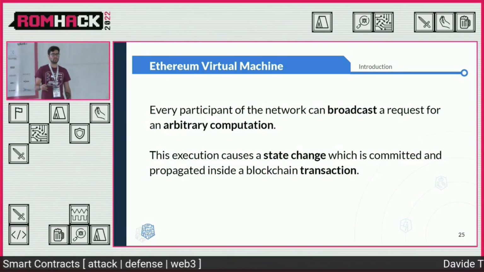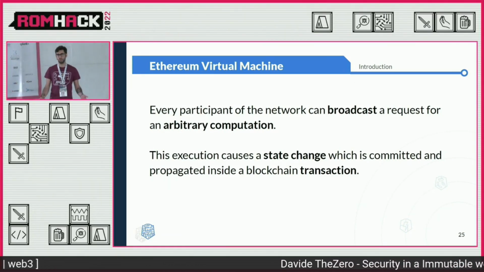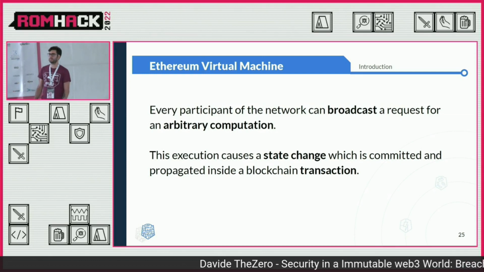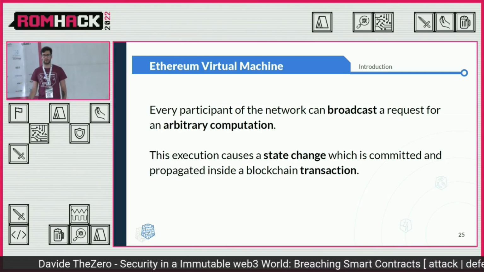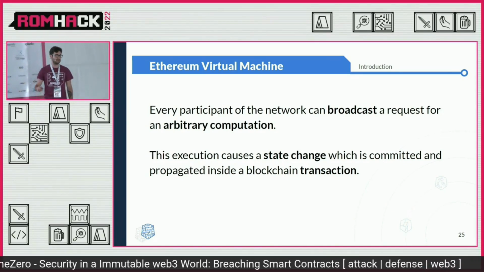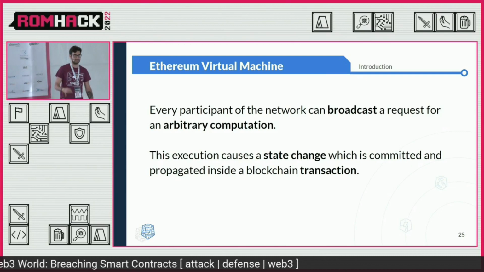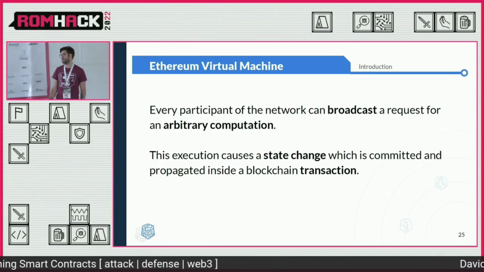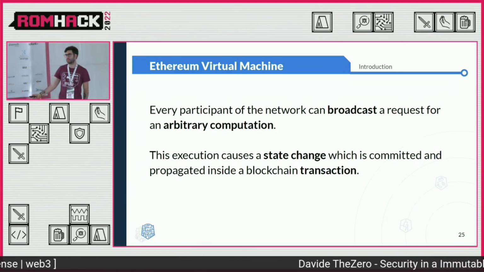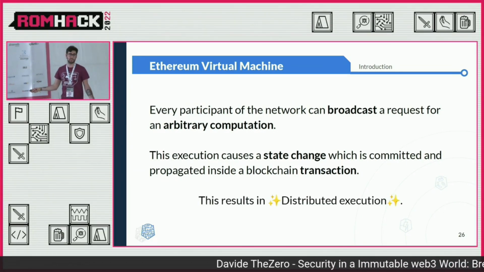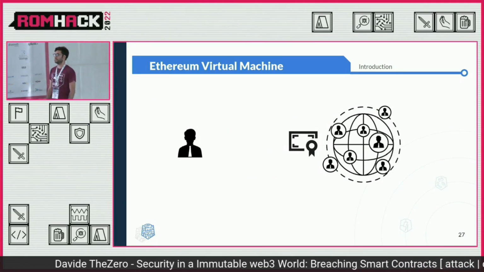So once a participant of the network wants to interact with a smart contract, basically they broadcast an execution request to the network, and the execution causes a state change that is committed inside a transaction and propagated to all the peers of the network. And this results in distributed execution. Let's see in depth how this works.